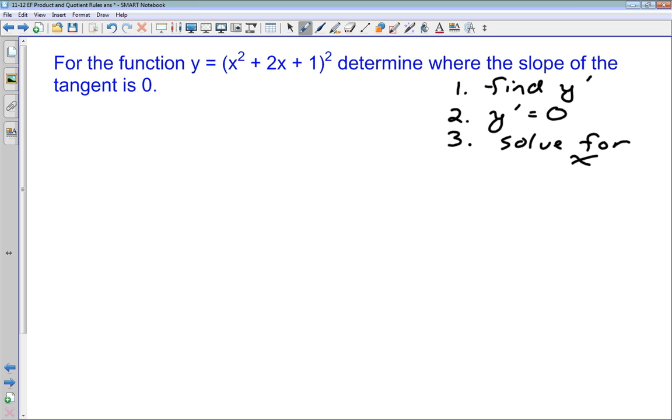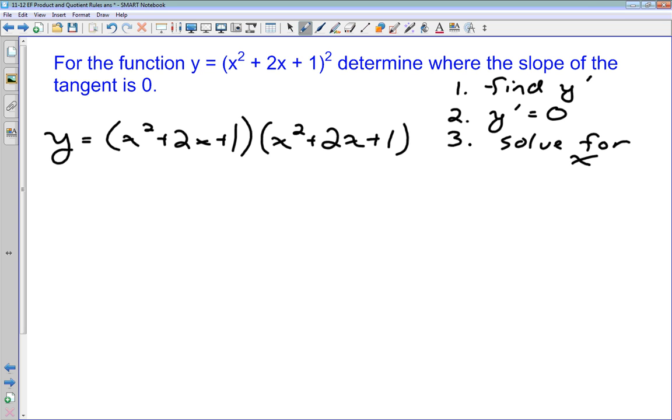So let's start with our derivative. Now, we don't actually have a function here that is a product of two functions. We have a function x squared plus 2x plus 1 that is squared. But we can immediately write that as x squared plus 2x plus 1 times x squared plus 2x plus 1. So it is a product of two functions. And again, we can think of this first bracket as u, and this second bracket as v.